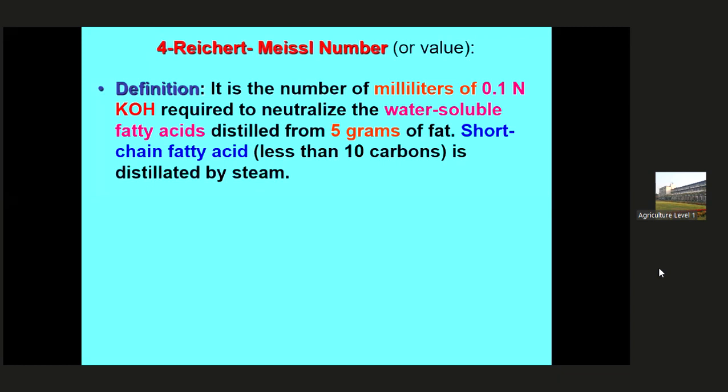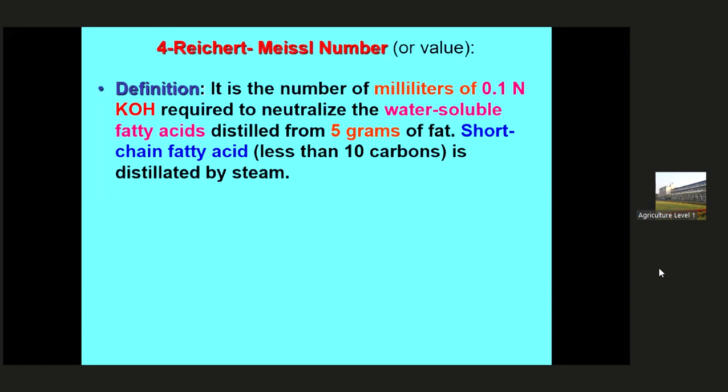The reference sample amount is 5 gram, and the milliliters of 0.1 normal potassium hydroxide. This is normality, I mean potassium hydroxide is in the liquid condition. It is the concentration of the 0.1 normal potassium hydroxide and its milliliters. How many milliliters?